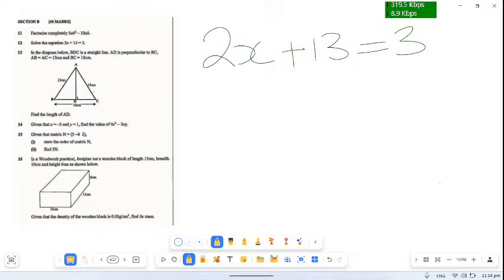Okay, so let's answer that question. Factorize completely. Sorry, we are on question 12, which is solve the equation 2x plus 13 is equal to 3. Solve that equation. So that's the question we need to answer. Okay, so we have got 2x plus 13 is equal to 3. So what is the answer? Please let me see the answers in the comment section. What is the answer to that question?